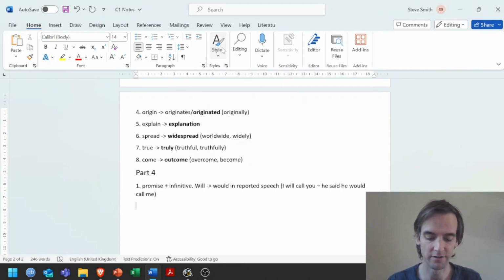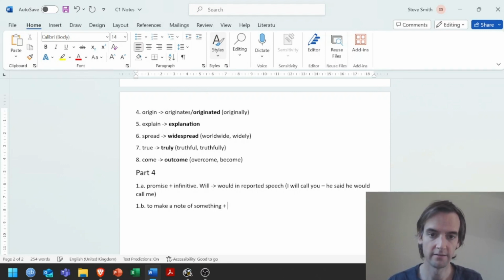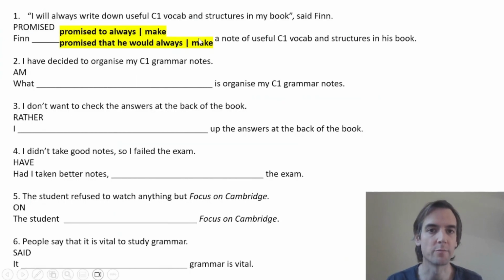So I think we're going to have to put, how do we do this? Like 1b. Is that an elegant way of doing it? Let's say we can do it like that. 1b, to make a note of something, equals to write it down, especially to remember it. If you say, I'll make a note of it, it's because I want to remember it. So that's the other expression you've learned.